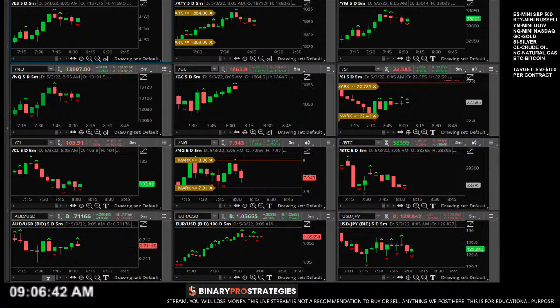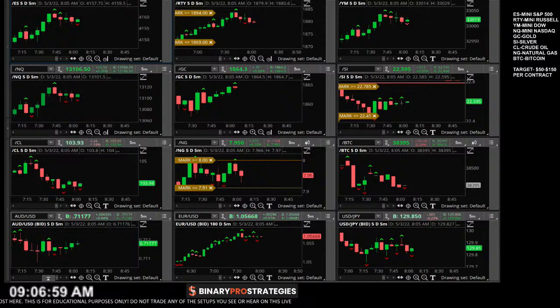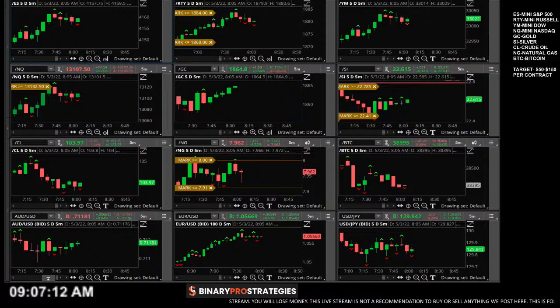I'm getting a buy now on NQ, which is going to be your mini NASDAQ. Entry came in right here at 130.95, and its target is going to be 131.32 and a half. And if we don't hit target for some reason, we will reverse at 130.20.